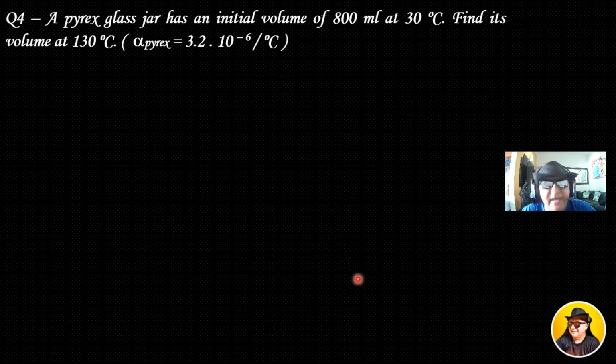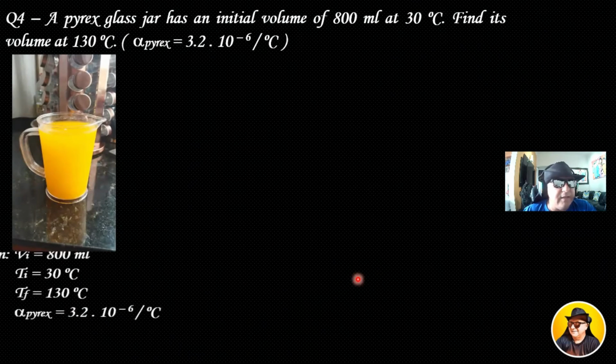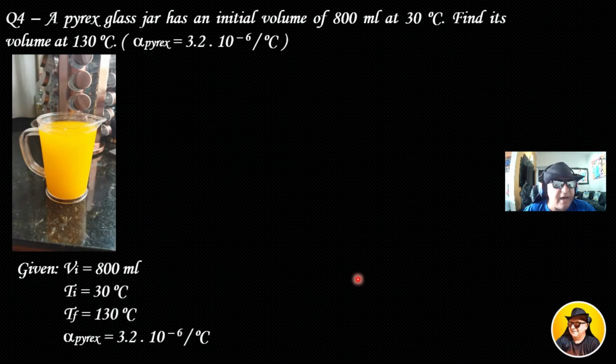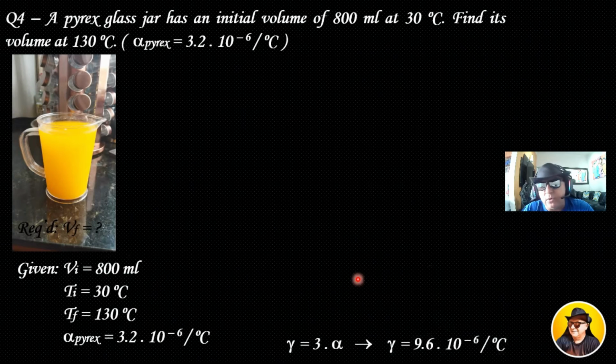Pay attention once again. That alpha is not going to be used. We are going to use it only to convert from alpha to gamma. Remember, gamma is 3 times alpha. So another illustrative picture, and what was given? VI, TI, TF, and alpha of Pyrex. And what is required? The final volume. So let's do the conversion. Gamma is 3 times alpha. So alpha is 3.2, so gamma is 9.6 times 10 to minus 6 per degree Celsius.